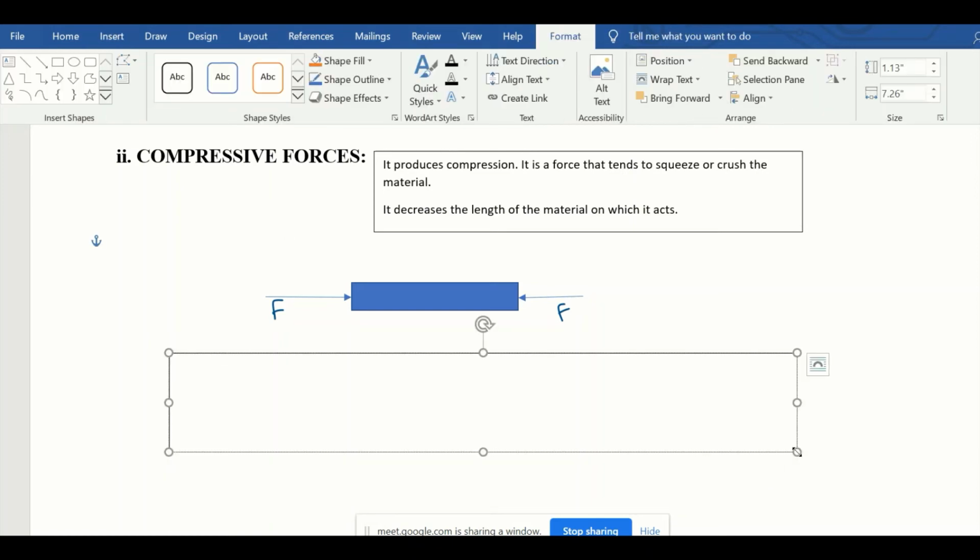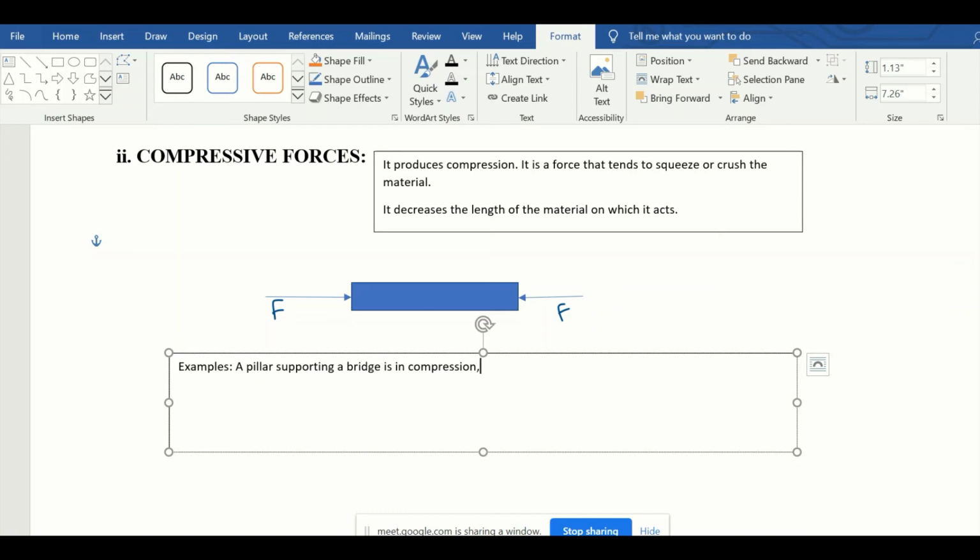Again, I'll give us 2 examples of a compressive force. The first example that comes to mind is a pillar supporting a bridge. That pillar is in compression because the horizontal beam over the pillars is resting on the pillars, so it is compressing the pillars.